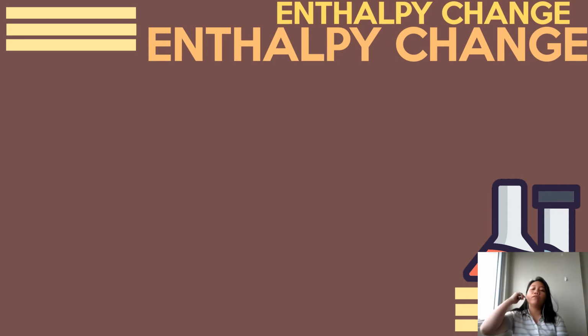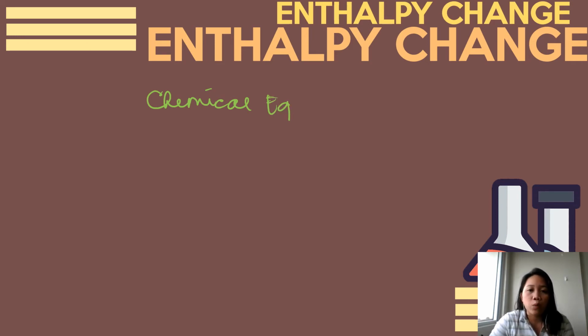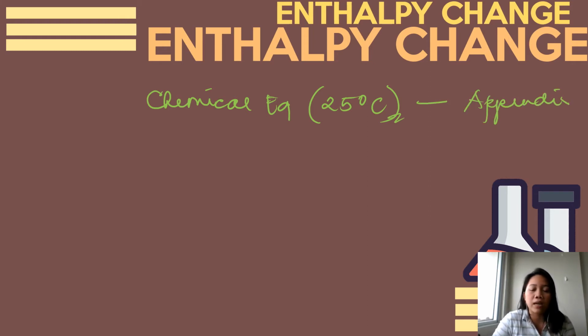For the formula of the change of enthalpy, it differs depending on what we are looking for, and especially on what is given in a certain problem. If the problem already gives you the chemical equation of the reaction, at 25 degrees Celsius, which is a constant value, then you can use the appendix that I've given you, wherein there are values under delta H for the enthalpy. So kindly get that appendix. We will be needing that in our next problems.